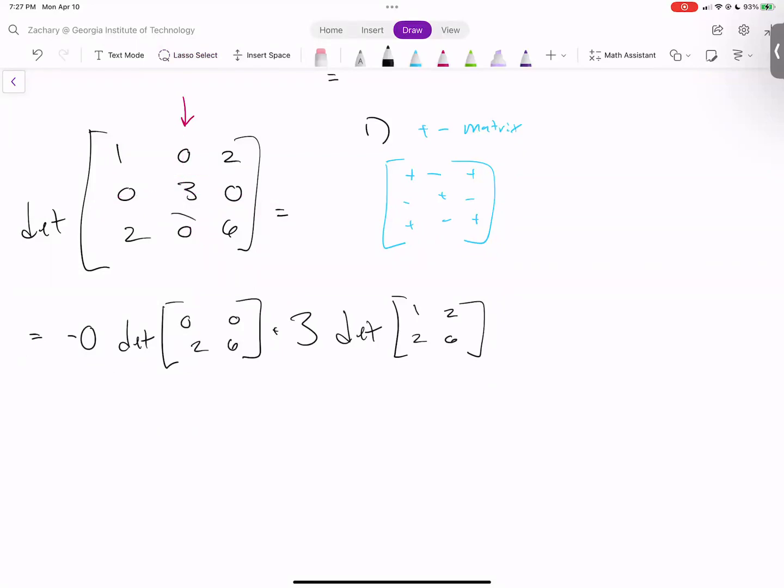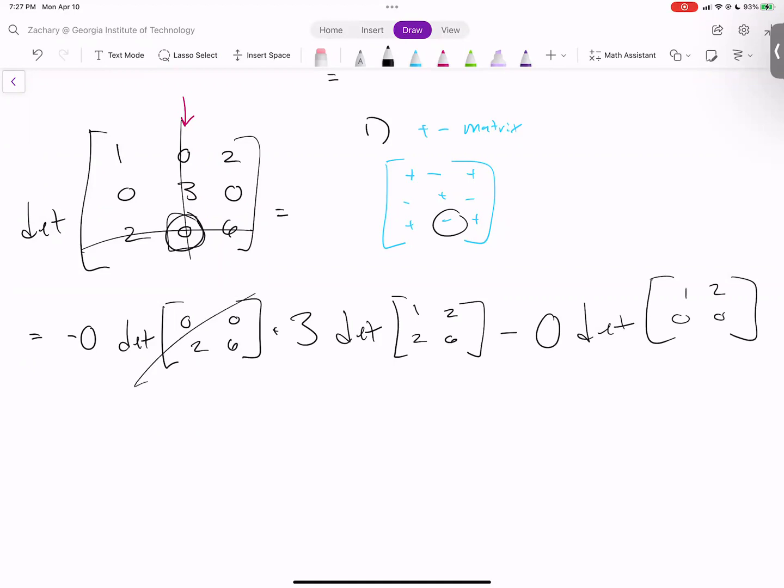And lastly, we have to go across the entire column or row. It doesn't really matter because it's minus 0 times the determinant of 1, 2, 0, 0. Obviously, this is 0, and obviously this is 0. That's why we picked this column. We picked this column because it had zeros, so that when we expand it out, the first would be times 0 and the last would be times 0.